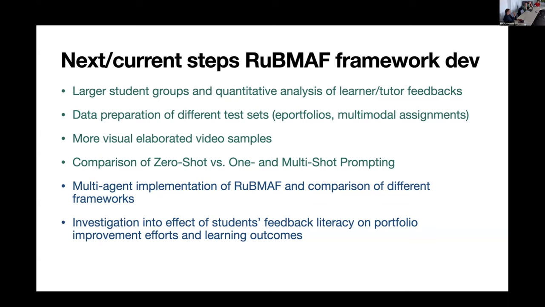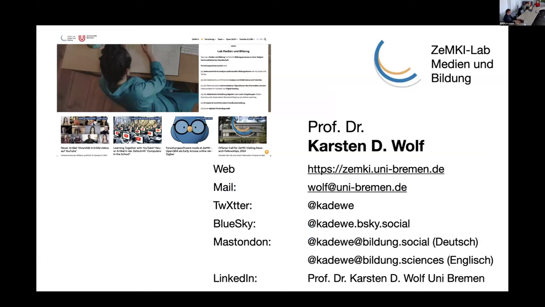In Germany, sometimes we say "Perlen vor die Säue." So the question is, can they really work with it, or how do we have to make feedback so that they can work with it? Because if we know that the feedback literacy is low, we need to do the feedback differently than when the feedback literacy is very high. Okay, so these are our contact informations.